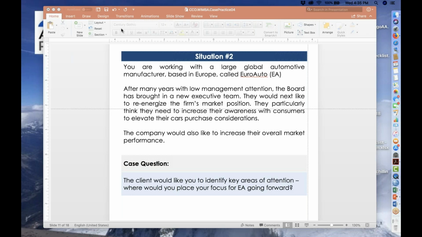All right, everyone, let's discuss the situation with Euro Auto. Could I have one of you share some of the thoughts on the structure that you've put together?